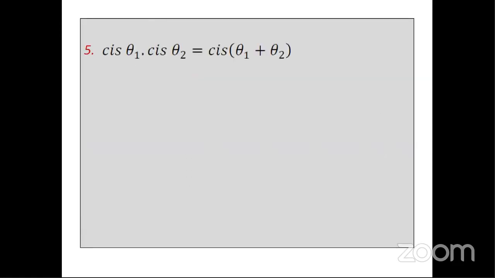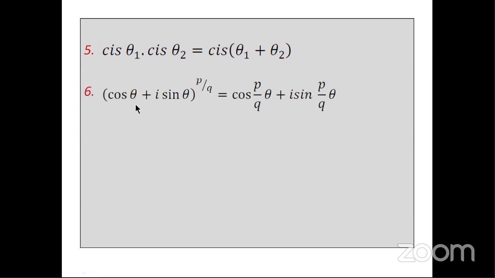Then cis theta 1 into cis theta 2. That means cos theta 1 plus i sin theta 1 into cos theta 2 plus i sin theta 2. That means when you have a product of two complex numbers in the form cis theta, then it is nothing but cis of theta 1 plus theta 2.